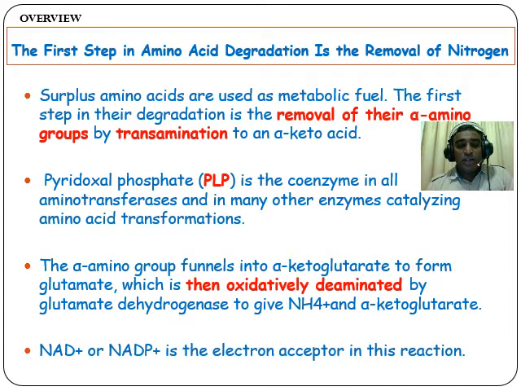Then, in the second reaction, which is referred to as oxidative deamination, done by glutamate dehydrogenase, the amino group will now be free again and alpha ketoglutarate is reformed. So these are the two steps where the free ammonium is obtained from the amino acid.